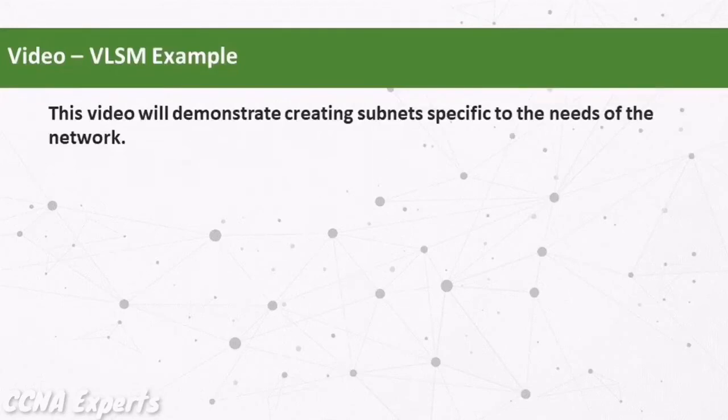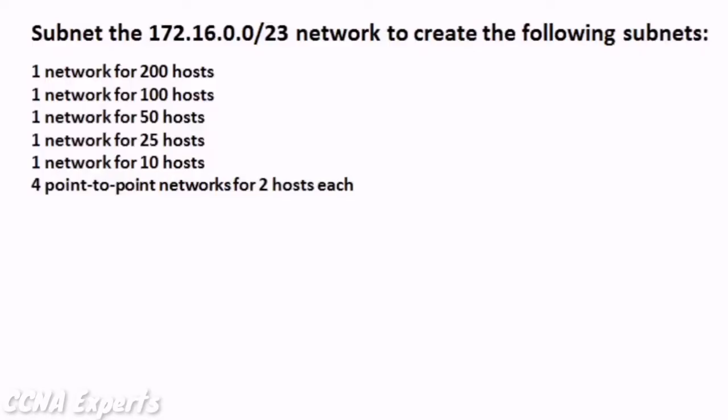In this scenario, the task is to subnet the 172.16.0.0/23 network to create the following subnets: one network for 200 hosts, one network for 100 hosts, one network for 50 hosts, one network for 25 hosts, one network for 10 hosts, and 4 point-to-point networks for 2 hosts each. Before I begin to create these subnets, I need to check to see if I even have enough addresses in this address space to create all of these subnets.